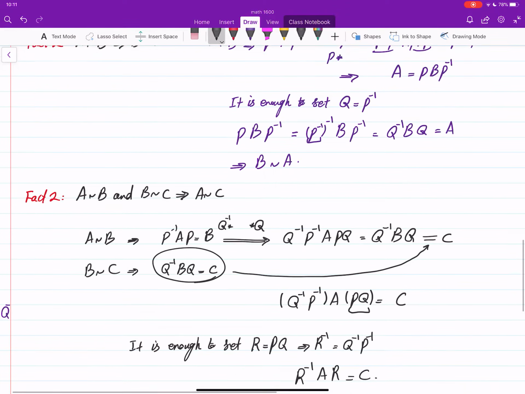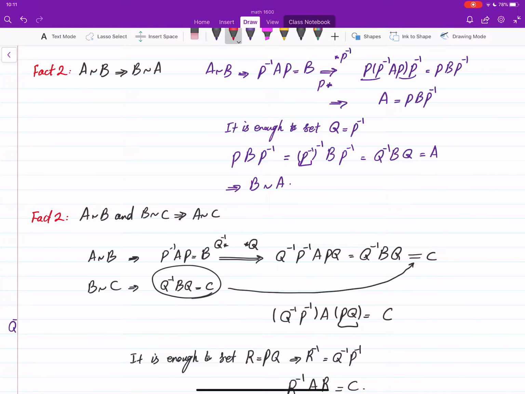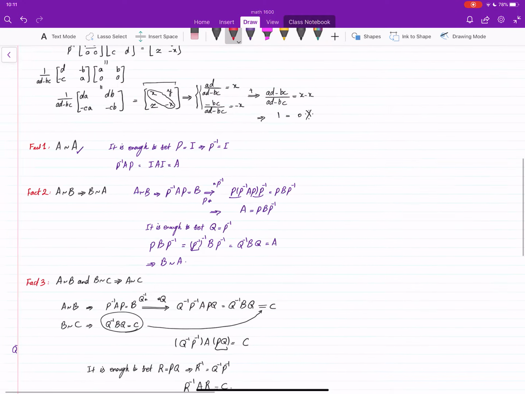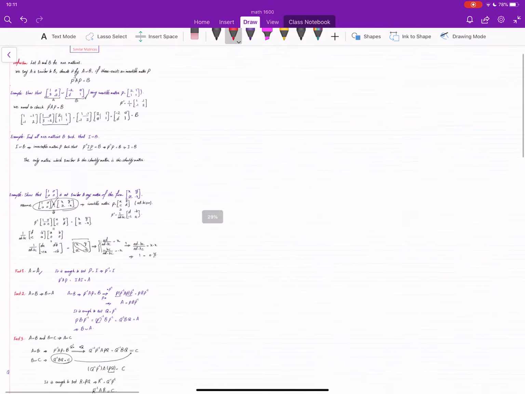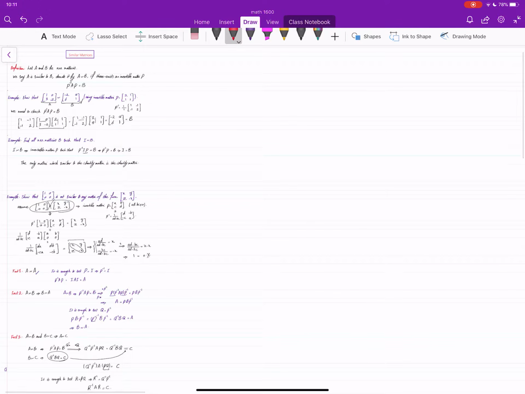So these are three properties. This is fact 3 here. Yes. So these three properties are the properties of that relation. And while in general checking similarity is not easy, in the next video we will find some good facts to help us to find similarities for some matrices.